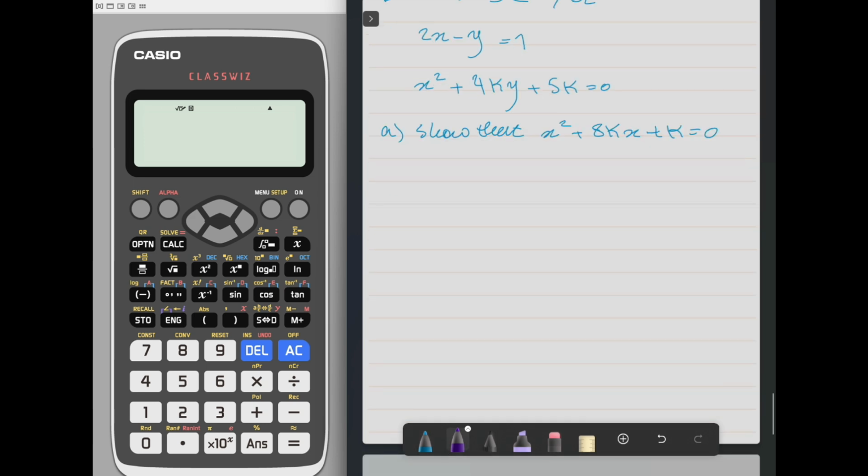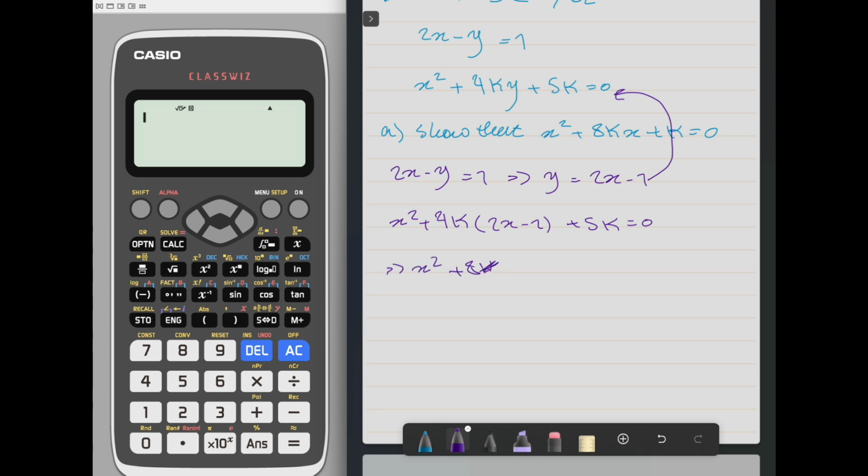So 2x minus y is equal to 1. If I make y the subject, it will be 2x minus 1, right? So I'm just going to replace this into the second equation. x squared plus 4k times (2x minus 1) plus 5k equal to 0. So x squared plus 8kx minus 4k plus 5k equal to 0. So x squared plus 8kx plus k is equal to 0. Therefore, shown.